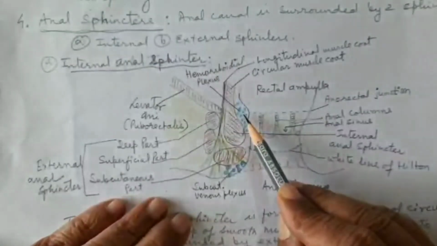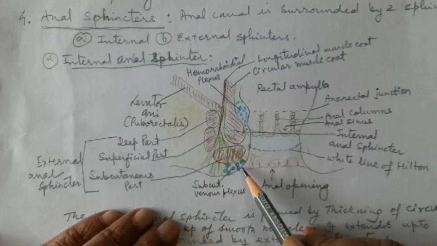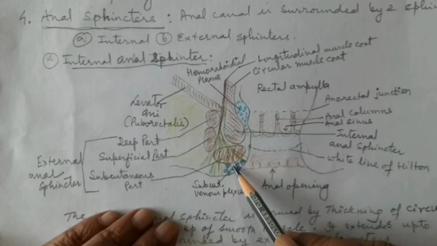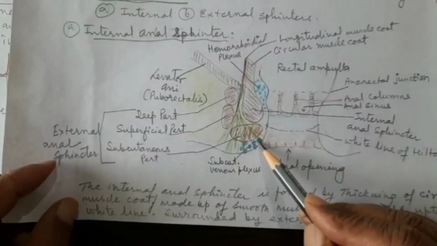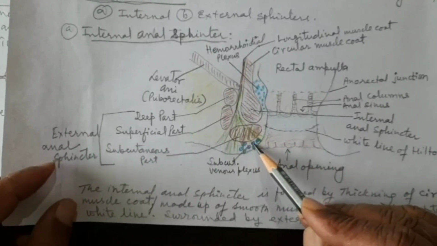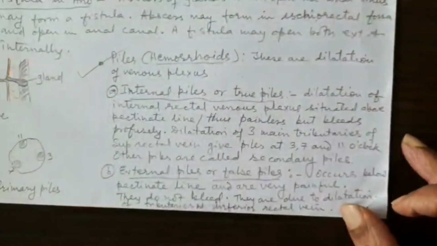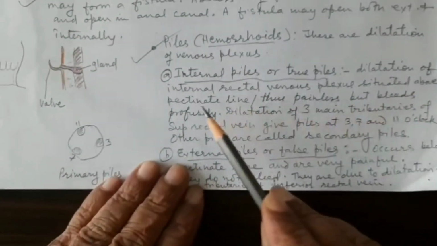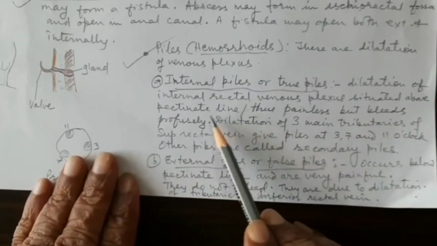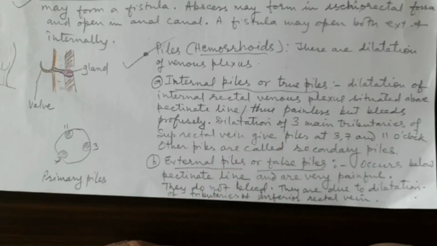Then there is a plexus just beneath the skin at the anal orifice, just superficial to the subcutaneous part of the sphincter. This is called the subcutaneous venous plexus, and it may also enlarge and protrude, but this is not the true piles. It is external piles or false piles. Dilatation of the internal rectal venous plexus situated above the pectinate line leads to the true piles or internal piles.